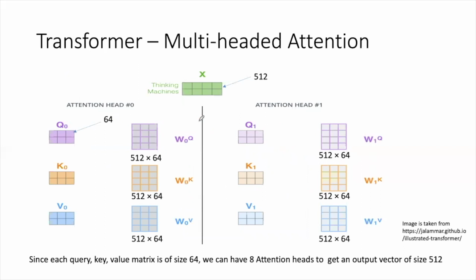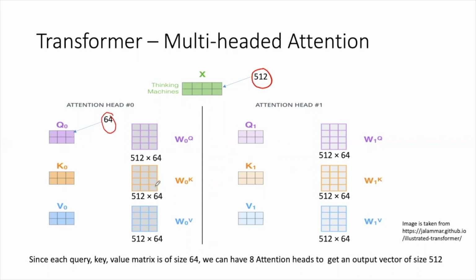So previously we saw that query, key and value matrices generate query, key and value vectors. And now the query matrix helps in doing a linear transformation to a different space. So let's say the dimension of the initial word is 512, and we transform it into a 64 dimension query vector, value vector, and key vector.